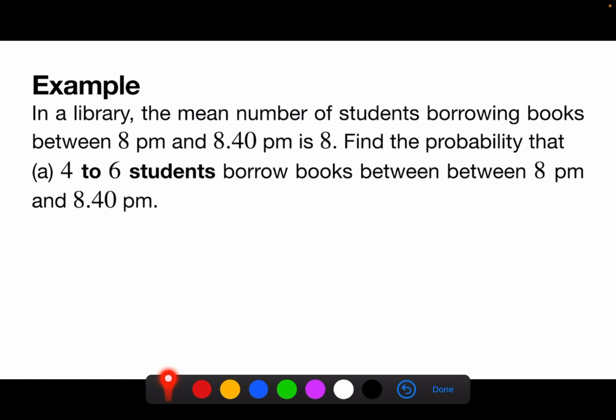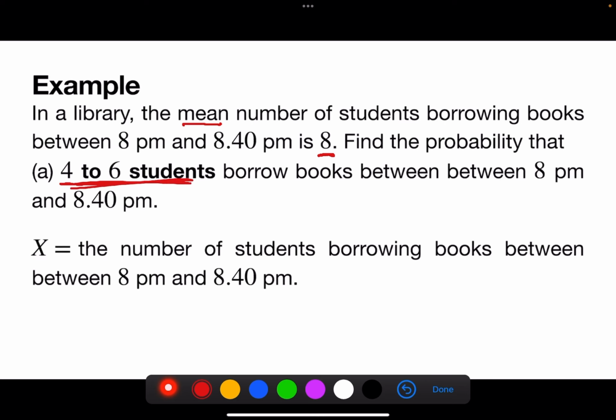0.0104. In a library, the mean number of students borrowing books between 8 p.m. to 8:40 p.m. is 8. Using the word mean here, which is reserved for 8, okay? The mean is 8. Find the probability that 4 to 6 students borrow books between 8 p.m. and 8:40 p.m. Name your variables. So this is about the number of students who borrow books between 8 p.m. to 8:40 p.m. Well, good luck, okay? What is your distribution? So x has Poisson distribution with mean 8. This mean is for between 8 to 8:40 p.m. What is the question? 4 to 6.